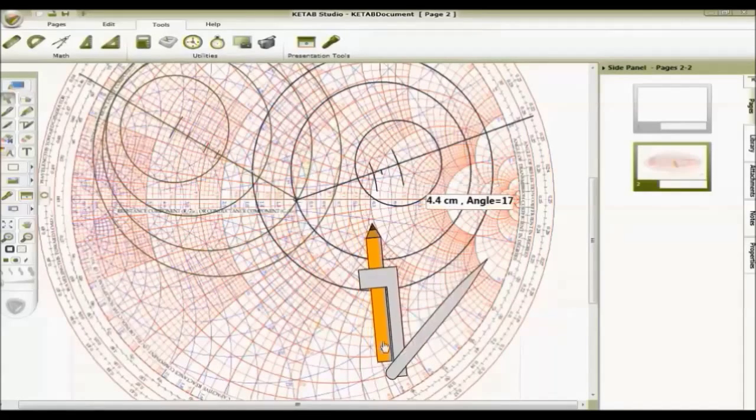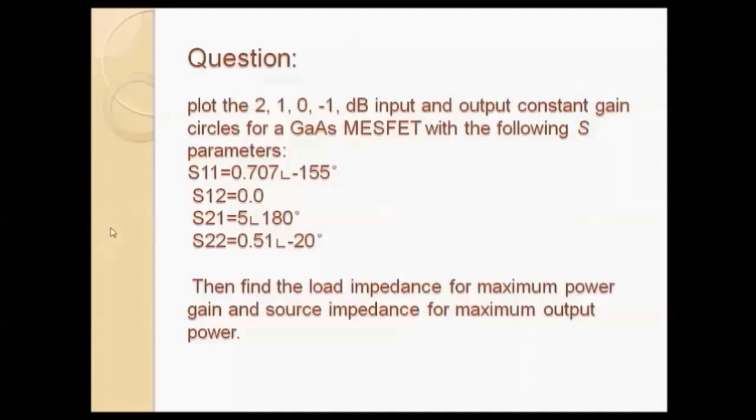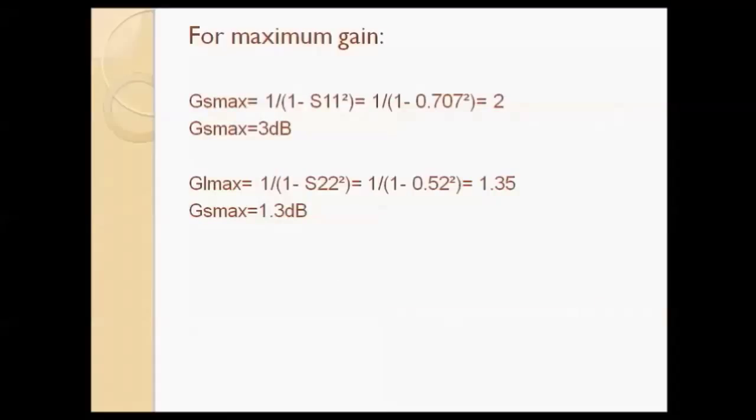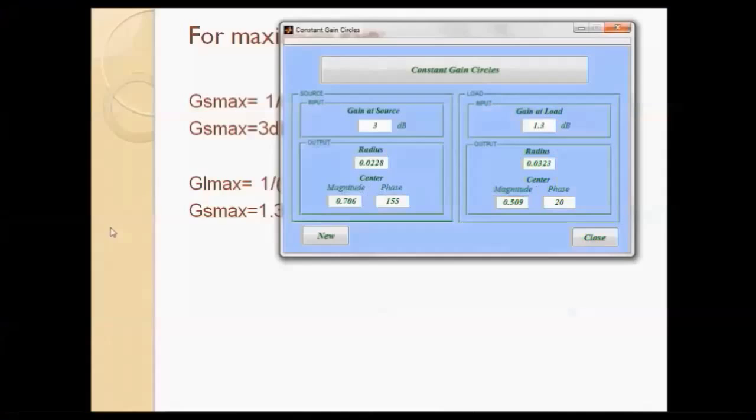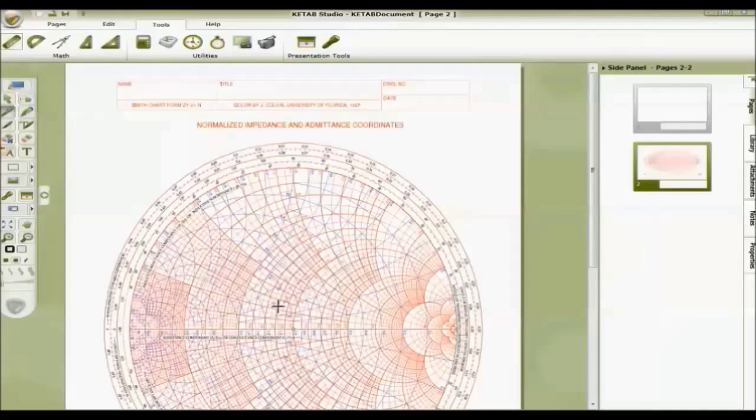The second part of the question is finding the load and source impedance for maximum power. We open a new Smith chart and we plot a new line for the phase of the load. Then we use the microwave equation solver to get the value of the center and the radius, and they are 0.706 for the center, and radius will be almost zero.